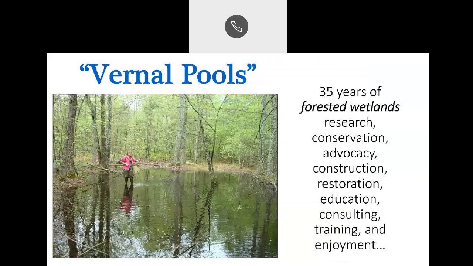So vernal pools, to some folks, is a brand new topic. I have spent my entire career and all of my adult life pursuing these types of habitats. I have studied them, I have advocated for their conservation, I have built some, I have restored others, trained many people, and consulted in this arena as I continue to do today, and gained a great deal of satisfaction out of the pursuit of conserving these unique habitats.